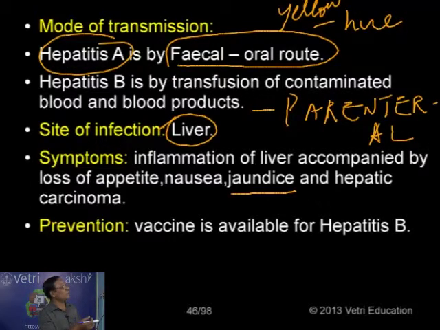Hepatitis may be caused either by a virus or by some other factor. Accordingly, we can say infectious hepatitis and non-infectious hepatitis. Infectious hepatitis is caused by the hepatitis virus. Non-infectious hepatitis is caused by certain other factors, for example, consuming alcohol more and more.